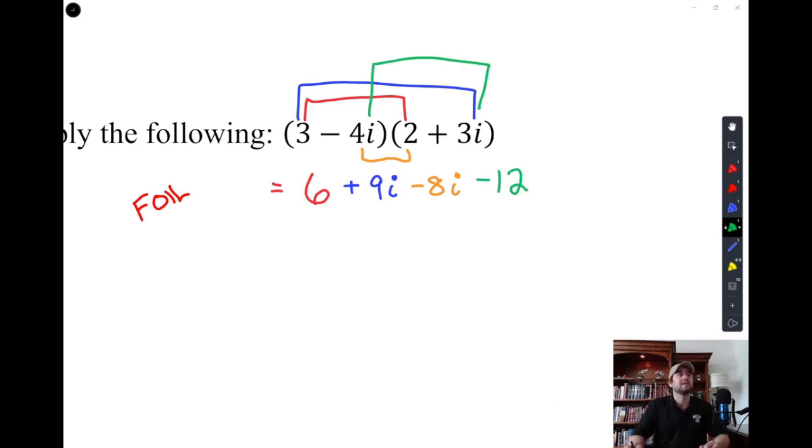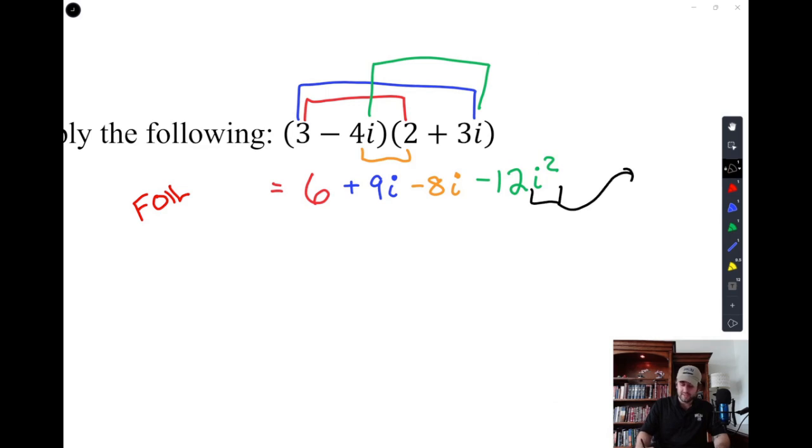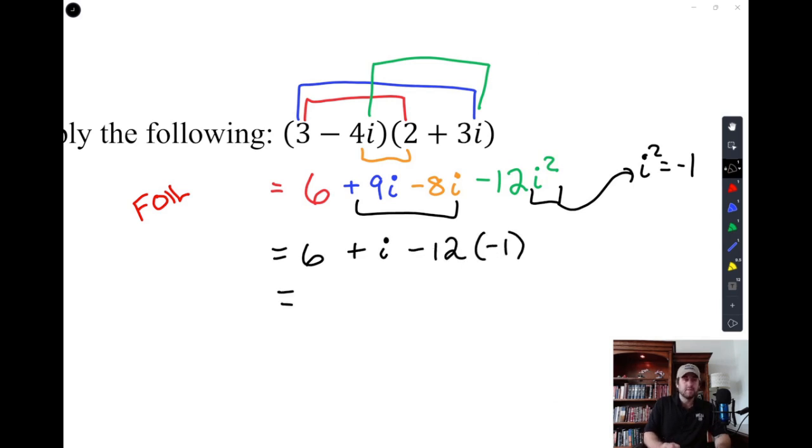But here's where the interesting thing happens. i times i is i squared. And if you remember from earlier, we had a result from squaring both sides of that definition where we get to say, hey, that i squared we've seen before. i squared is technically negative 1. And so we can reduce this entire expression by saying 6, we're going to combine these two like terms, plus i, minus 12 times negative 1. And negative 12 times negative 1 is a positive 12. So 6 plus i plus 12. And that gives us 18 plus i.